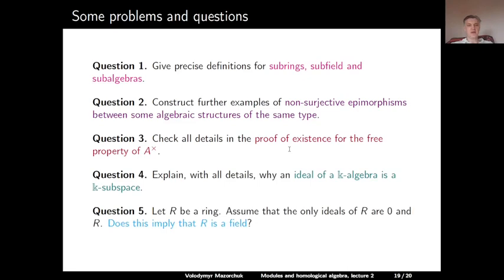And question 5. Let R be a ring. Assume that the only ideals of R are 0 and R. Does this imply that R is a field?